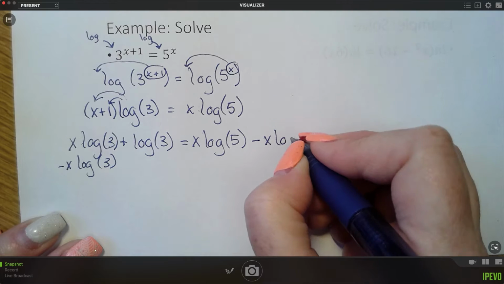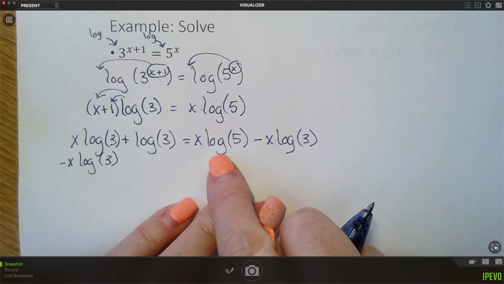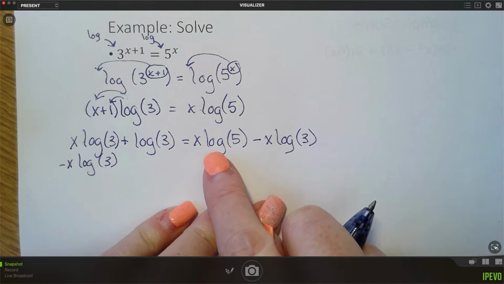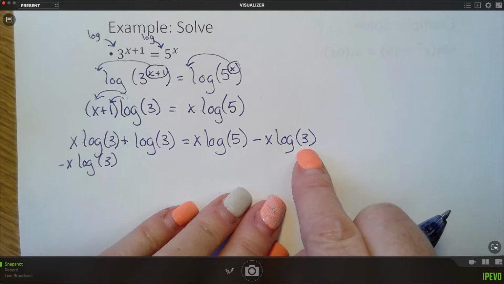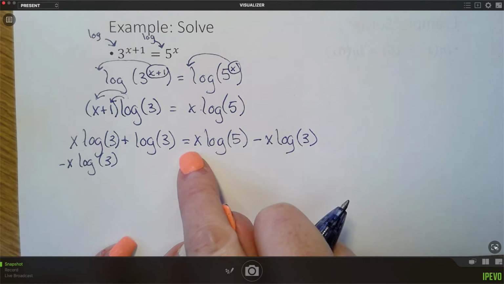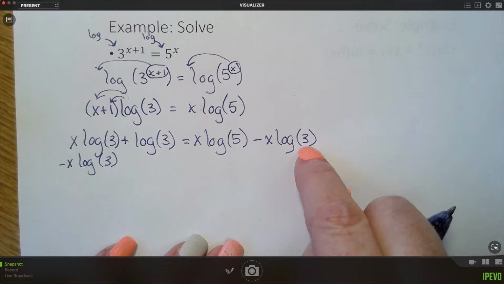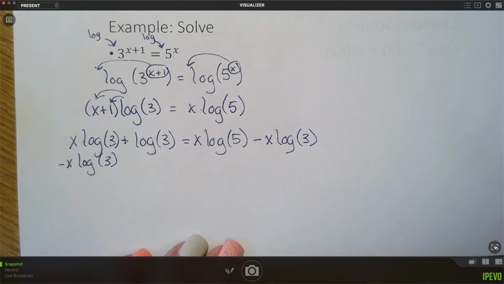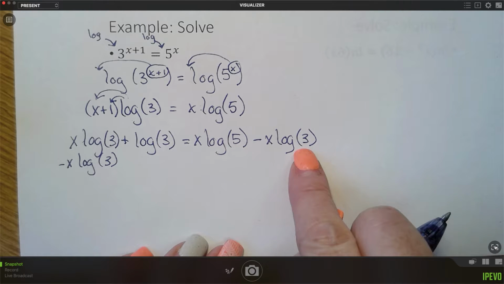Now, I want to be very specific about this, and I want everyone to listen to me. Log is a function, yes? This is log of 5, and this is log of 3. Are they the same things? No. You cannot subtract them unless you had them in decimal form. Got me? If it was 2x log of 5 minus x log of 5, then could I subtract it and just get x log of 5? Yeah. But these are not like terms. We can't do it. Got me?